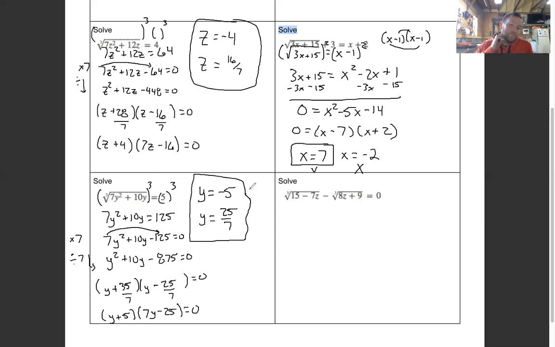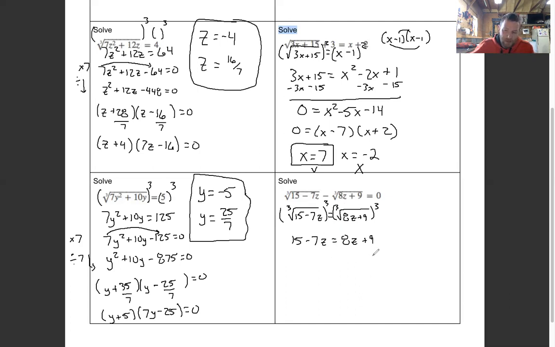All right, last one. The last one's cube rooted still, but they're both on the same side, so you need to move it over. If this is minus, I need to add it. So I have the cube root of 15 minus 7z is equal to the cube root of 8z plus 9. Since they're both under cube roots, you can cube both of them, and they're both going to cross off. So I'm left with 15 minus 7z is equal to 8z plus 9.